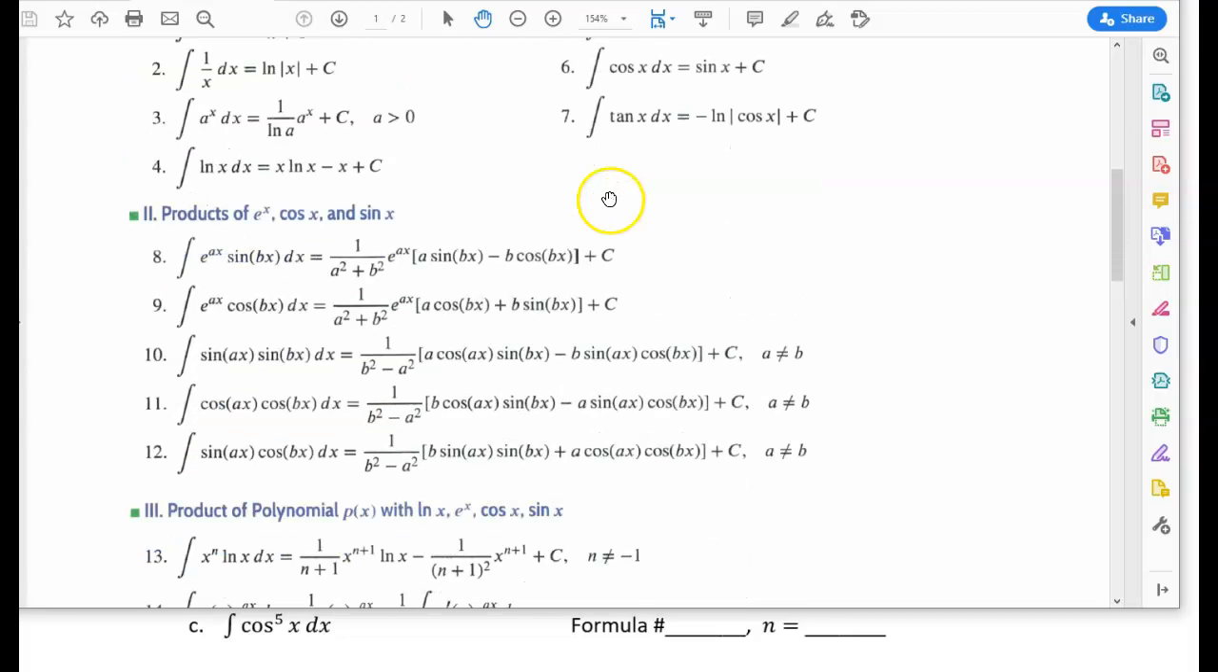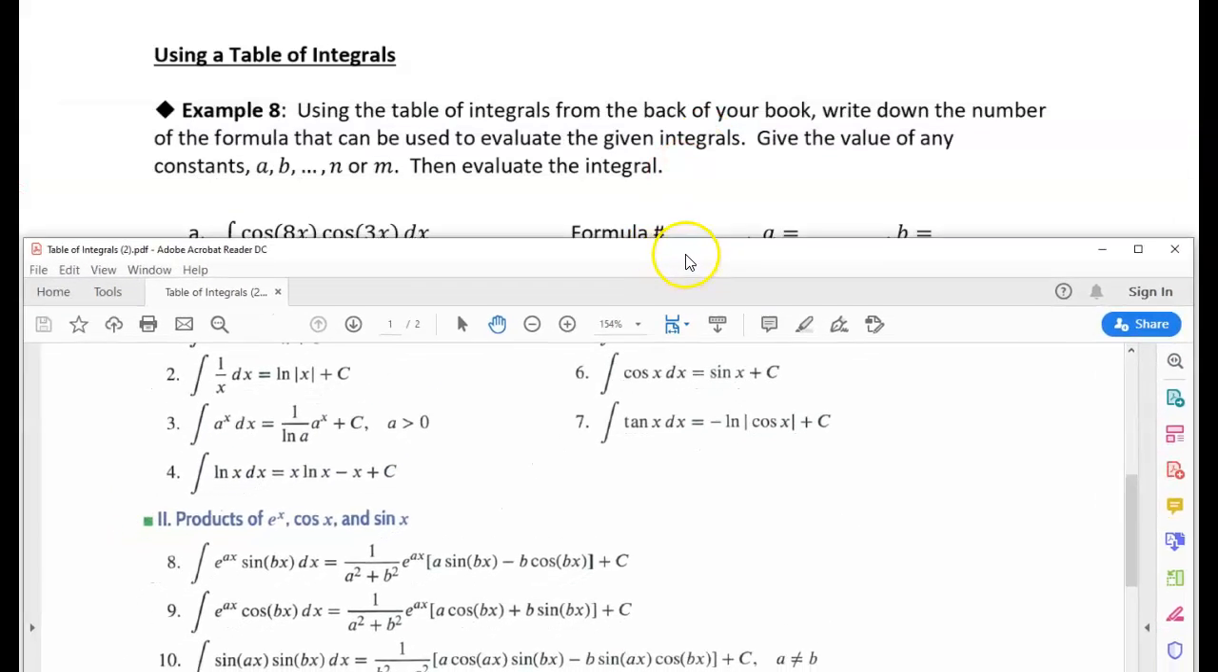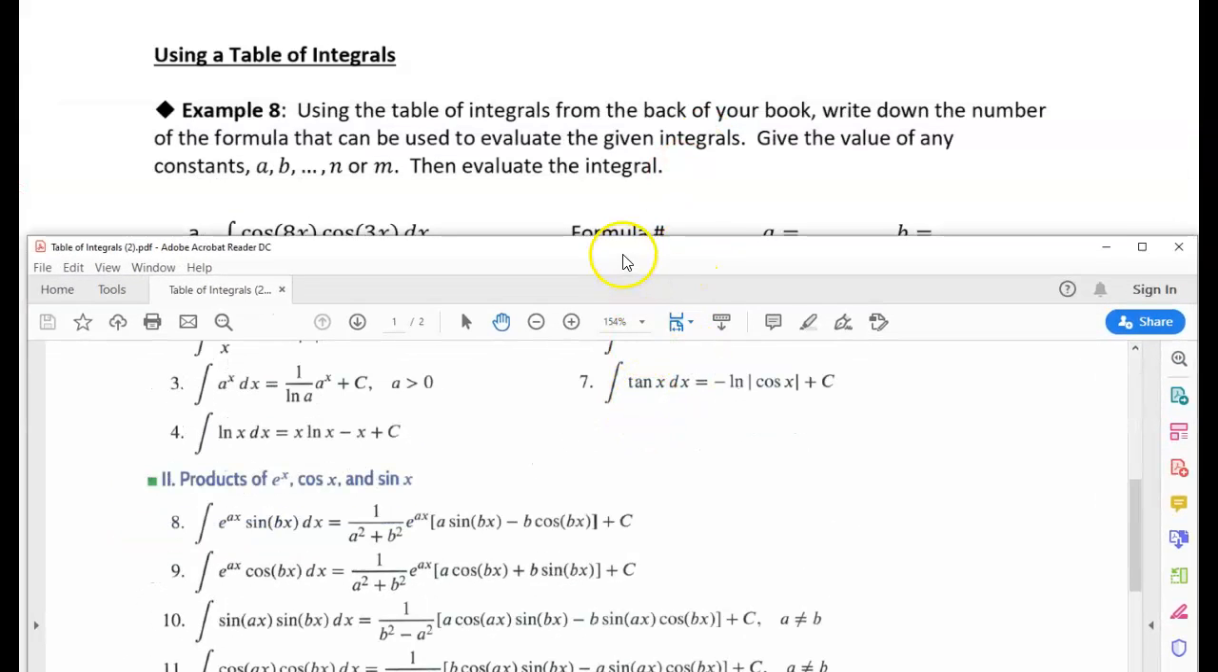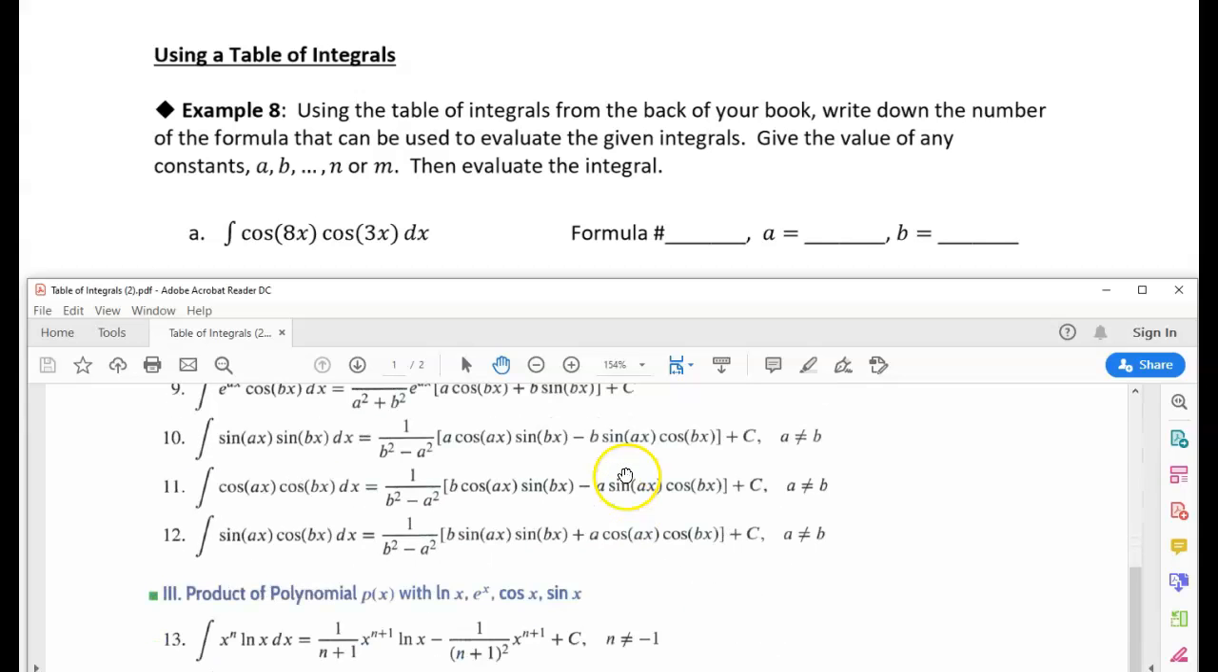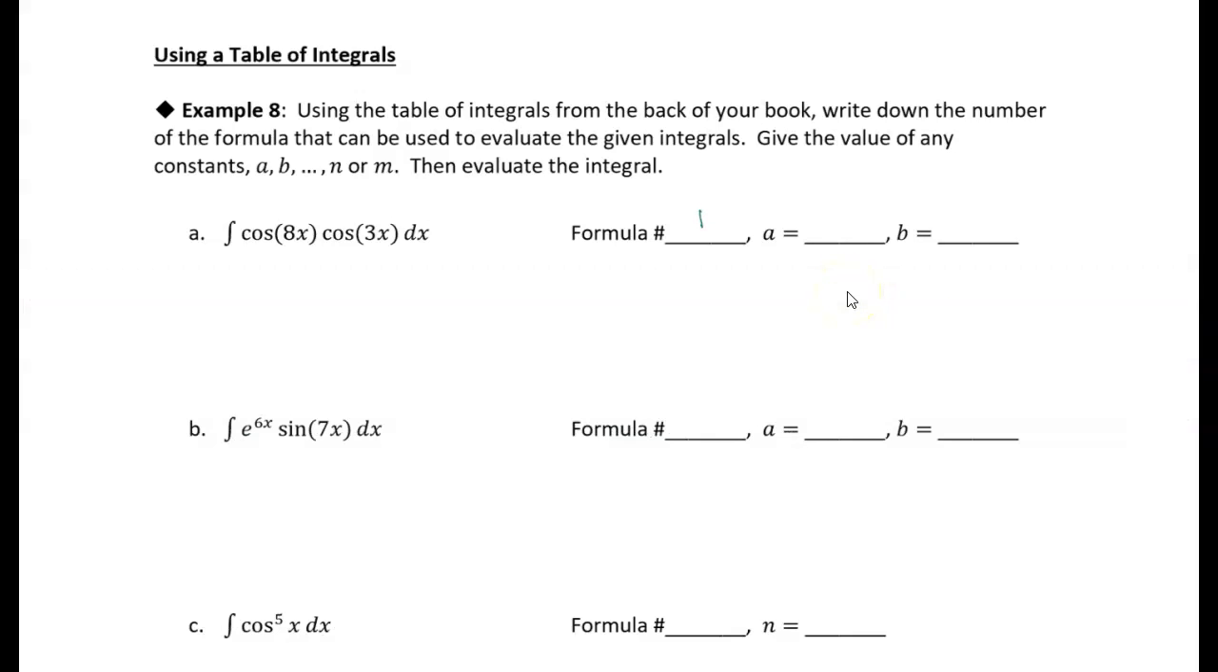So if you come down here, you'll see that formula 11 has a cosine of ax times cosine of bx, which is essentially what we are looking for, right? Because we had cosine 8x and cosine 3x, right? So if, let's see, can I move this around? I can then see both at the same time. Oops, move it a little farther down. Okay, so you can see that this formula 11 is what we want. And in this case, we had two coefficients, right? And the a is 8 and the b is 3.